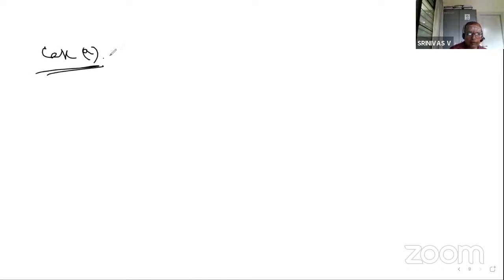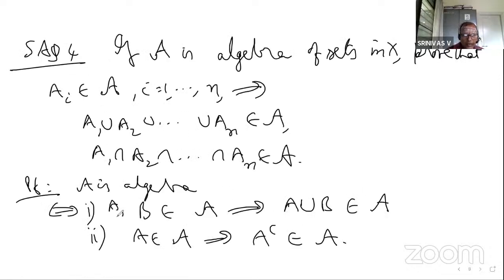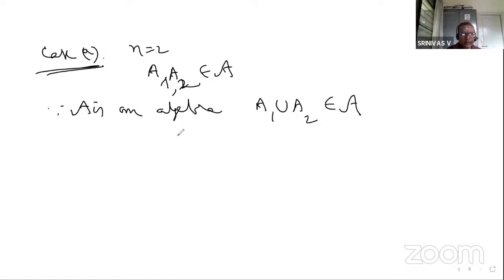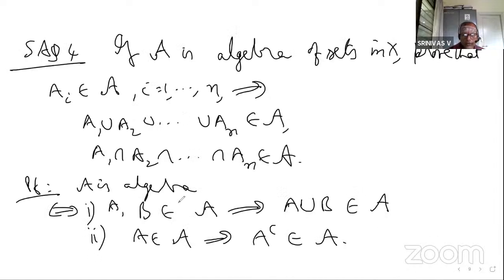Case 1, n equal to 2. If n is 2, you have A1, A2 belonging to script A. You take A1 in place of A and A2 in place of B, then A1 union A2 will be in script A, because script A is an algebra. Union of two sets is again present in script A, because script A is an algebra. Now assume this for n equal to k.